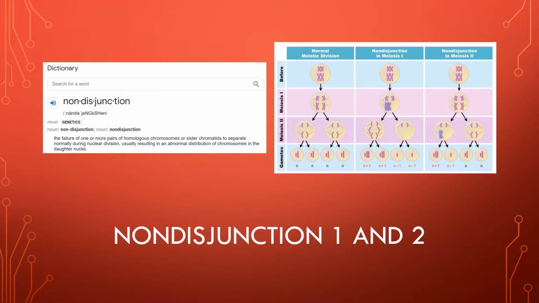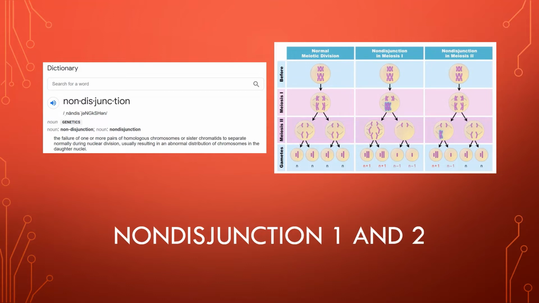With nondisjunction, basically that even split is uneven. More chromosomes are pulled towards one cell, or not enough are pulled towards the new daughter nuclei to be formed. Now there are two different kinds of nondisjunction: nondisjunction 1 and nondisjunction 2. Nondisjunction 1 happens in meiosis 1, nondisjunction 2 happens in meiosis 2. That just indicates when those chromosomes are unevenly divided or separated from one another.